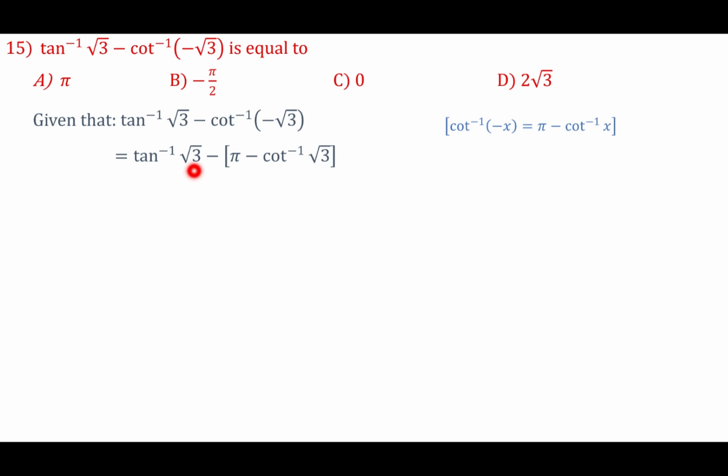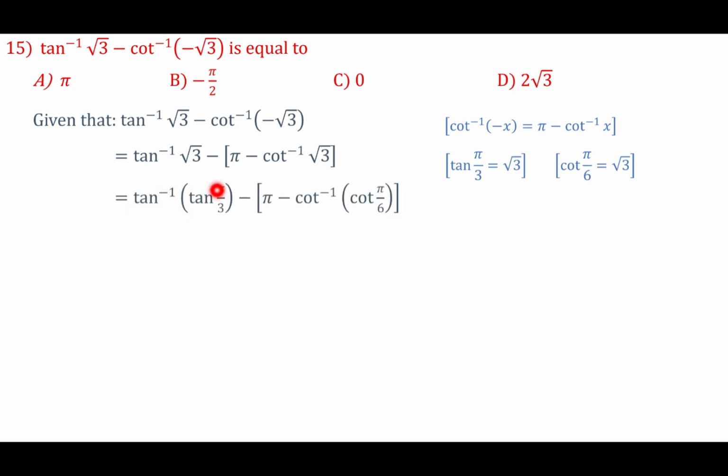Now, at what value of tan is it root 3? It is tan pi by 3. Tan 60 is root 3. And at what value of cot is it root 3? It is cot 30. Cot 30 is root 3. So in place of this root 3, I will write tan pi by 3, and in place of this root 3, I will write cot pi by 6.